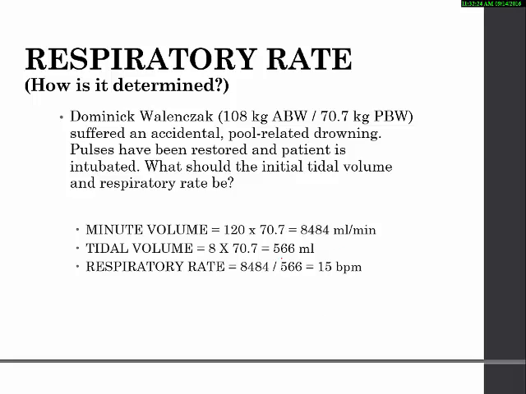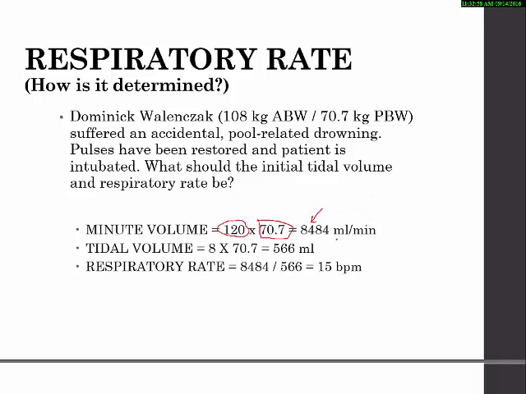So here's a scenario. Dom Wallensack suffers an accidental pool-related drowning at the pool in Tonawanda. Pulses have been restored and the patient is intubated. What should be the initial tidal volume and respiratory rate? Well, here's your minute volume. This is a constant number right here, 120, and basically they base it on people who are intubated should have about 120 milliliters per kilogram per minute. So 120 times 70.7, which is Dominic's predicted body weight, yields this number here.